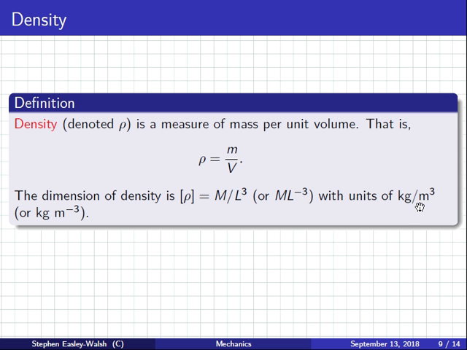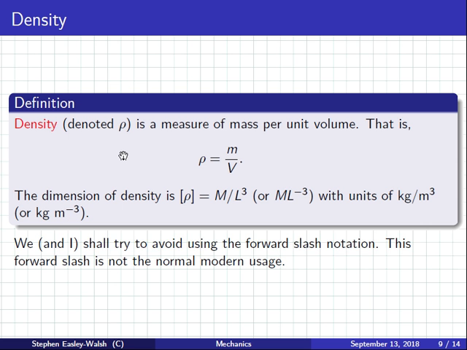And the units are kilograms per meter cubed, or we can write it as kg m power minus 3. Now, which did you use in China? Did you write it like this or like this? Do you use the slash or the power? Both of them. For this course, I will try not to use the slash. It's normal nowadays to use the minus, okay? So try to remember to write it like this and like this.